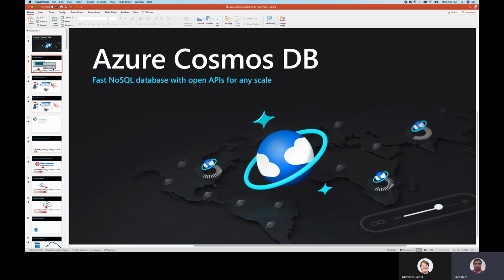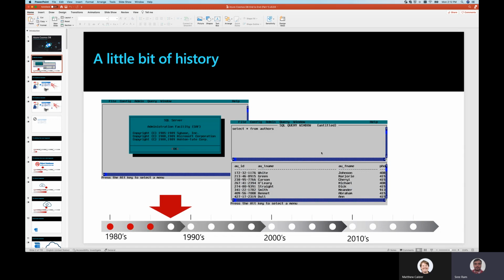Let's go and see what a NoSQL database is. A little bit of history. If you started your IT journey in the 1980s and early 1990s, most of us would have started our journey with the relational world, and SQL Server is one such relational database wherein we have a lot of entities which are tables and the relationships between the entities and the columns, and everyone knows what a relational database is, and to this day they are very popular databases.